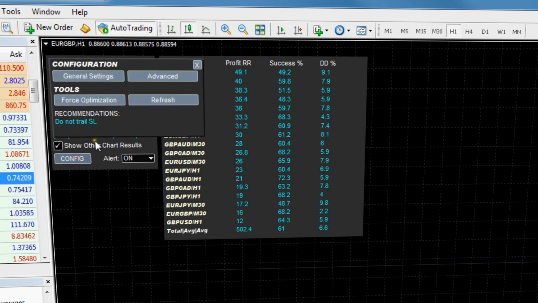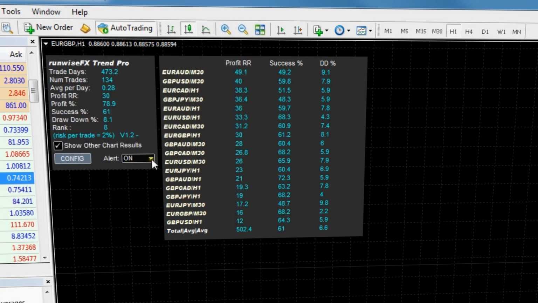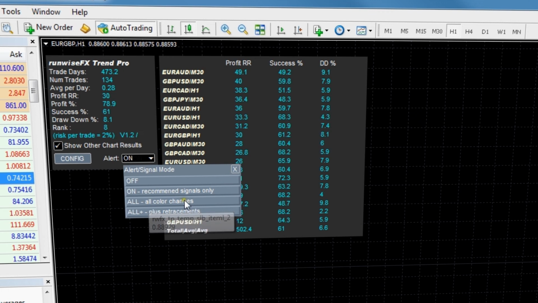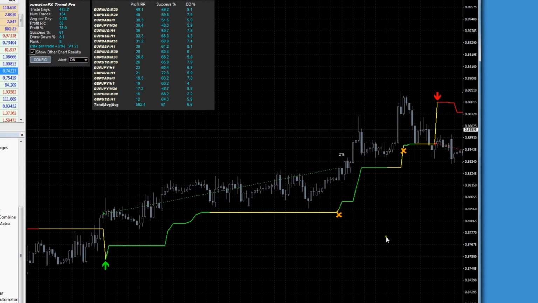And then in the config button it's also possible to set various alert thresholds, so you can have the maximum rank, profits, success rate and drawdown, and that will just affect what alerts you get. And you can also turn the alerts on and off with this selection list. It's even possible actually to get it to alert these retracements and where you get the X, but we recommend keeping that to the recommended signals only.